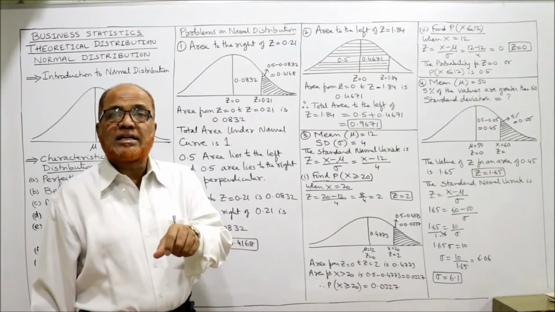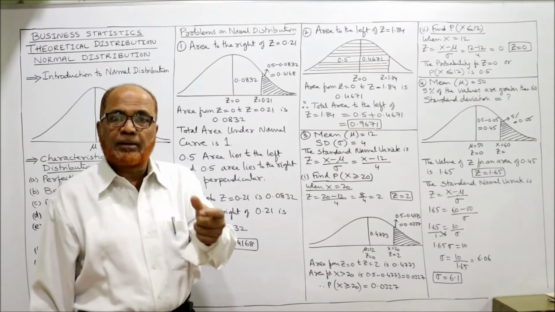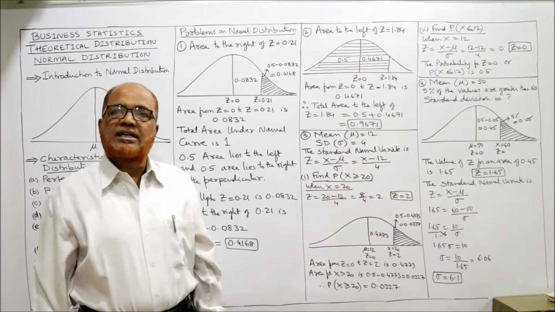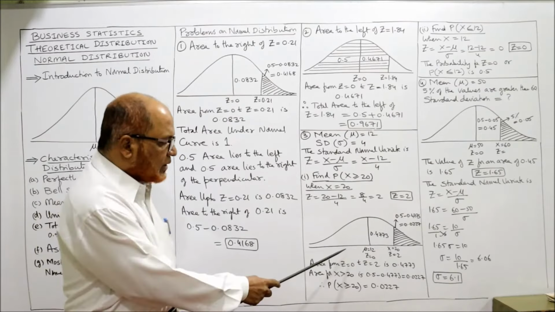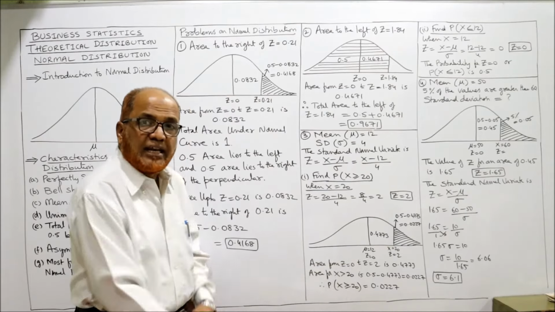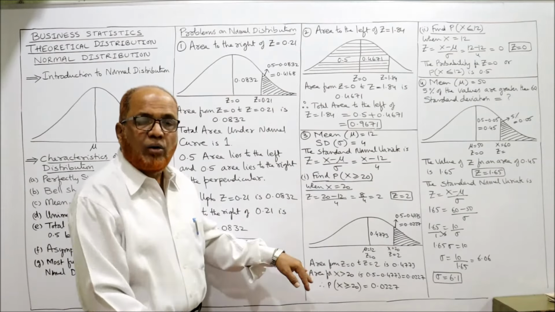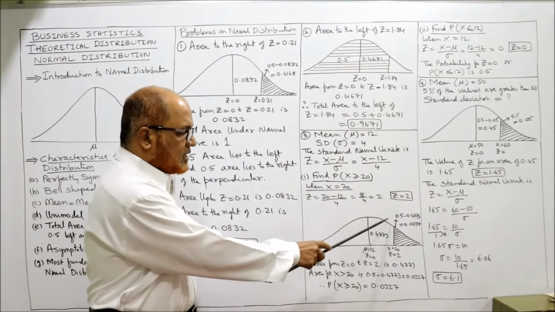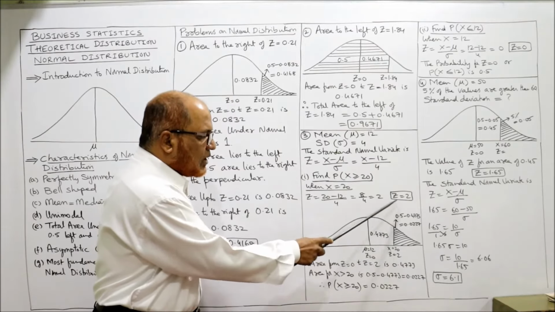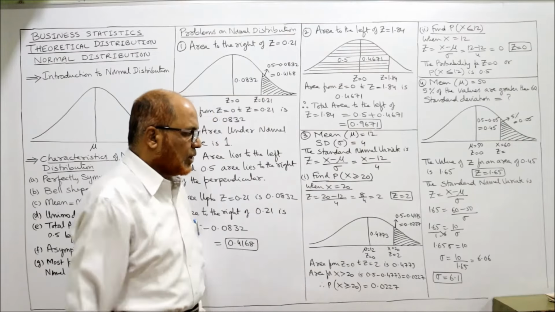x is equal to 20, so 20 is greater than 12, greater than the mean. That's why I'm taking it on the right side. If the value of x were 10, we would have to take it on the left side because 10 is less than 12. We would have taken it on the left side. But now x is 20, so the right side. When x is equal to 20, what is the z value we got? 2. When x is equal to 20, z is equal to 2.